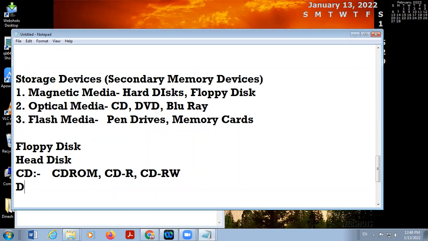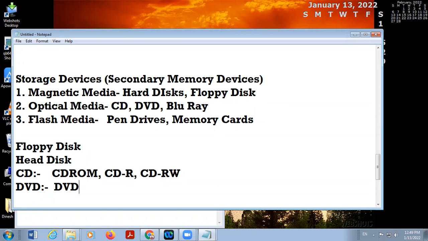Our next is DVD. DVD stands for Digital Video Disc. It is just like a CD, but its size is larger. We can store data up to 17 GB, but normally it is available in 4.7 GB. Clear? Here we can store data on both sides of a DVD. There are different types of DVD.